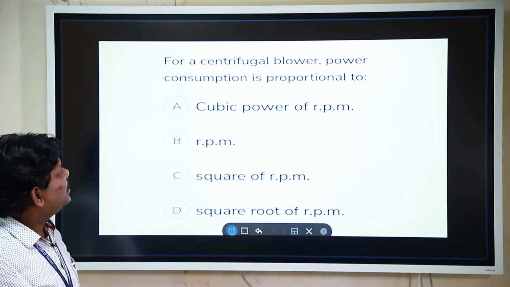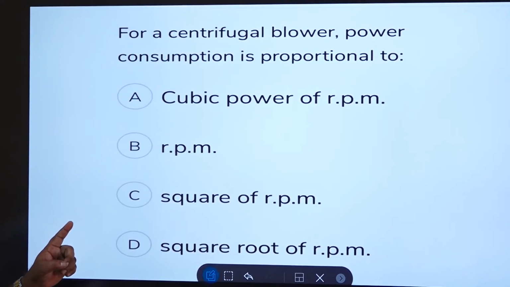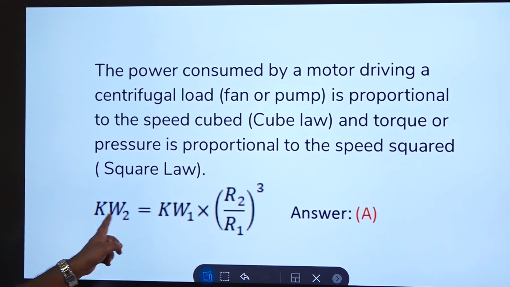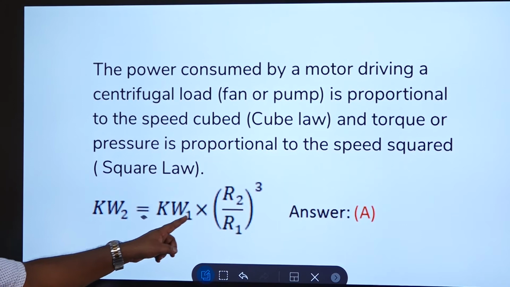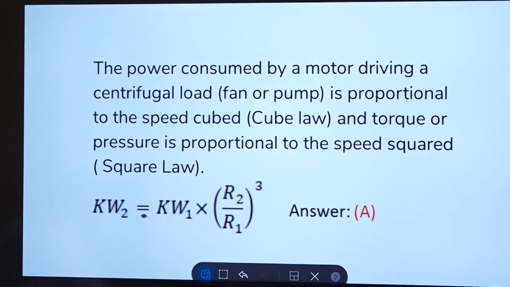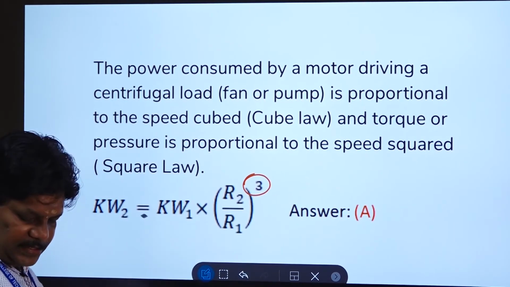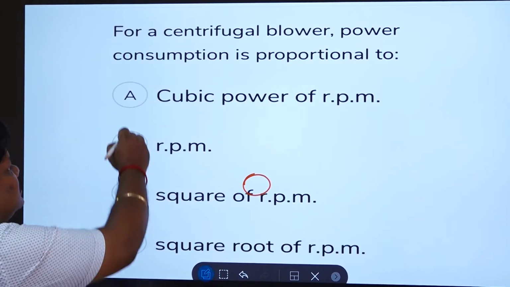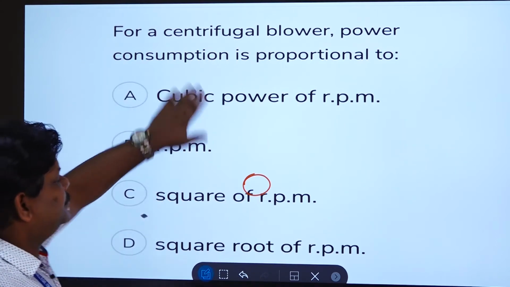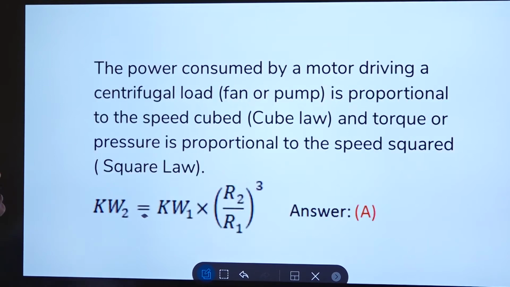For a centrifugal blower, the power consumption is proportional to what? The answer is A. kW1 into R2 by R1 whole power 3 will be equal to kW2, so it is the cube of the RPM ratio. You can see it is the cubic power of RPM. These are the questions which are related to the formulas.